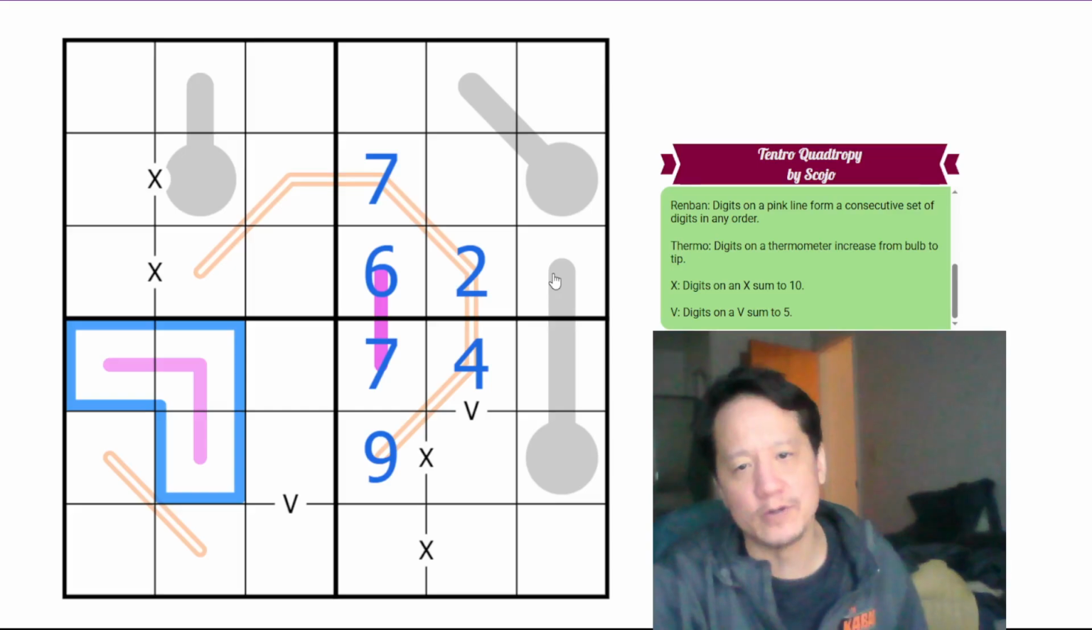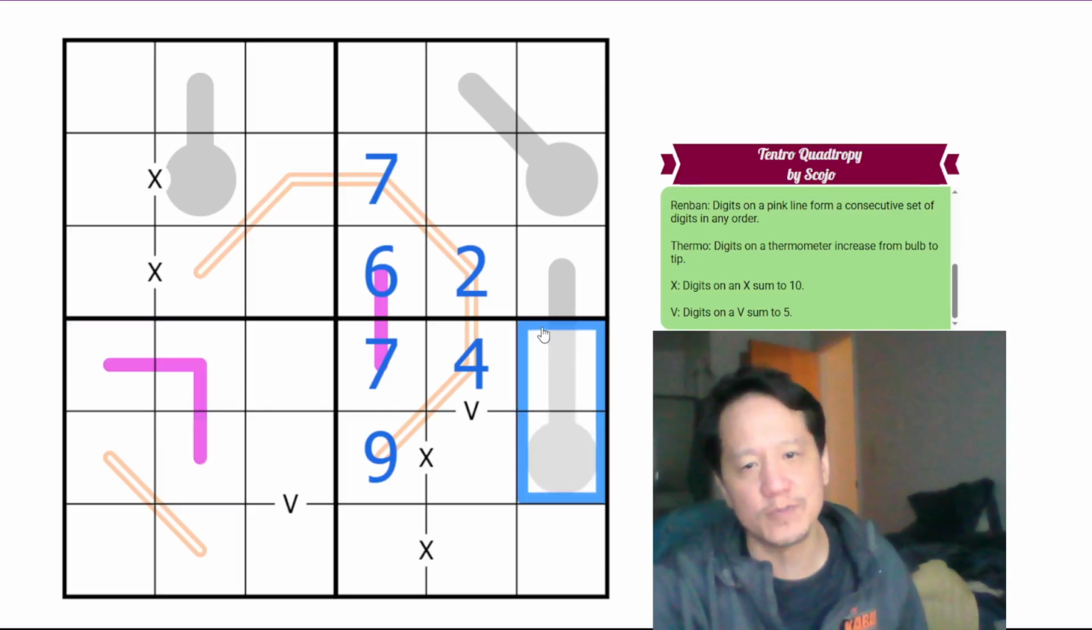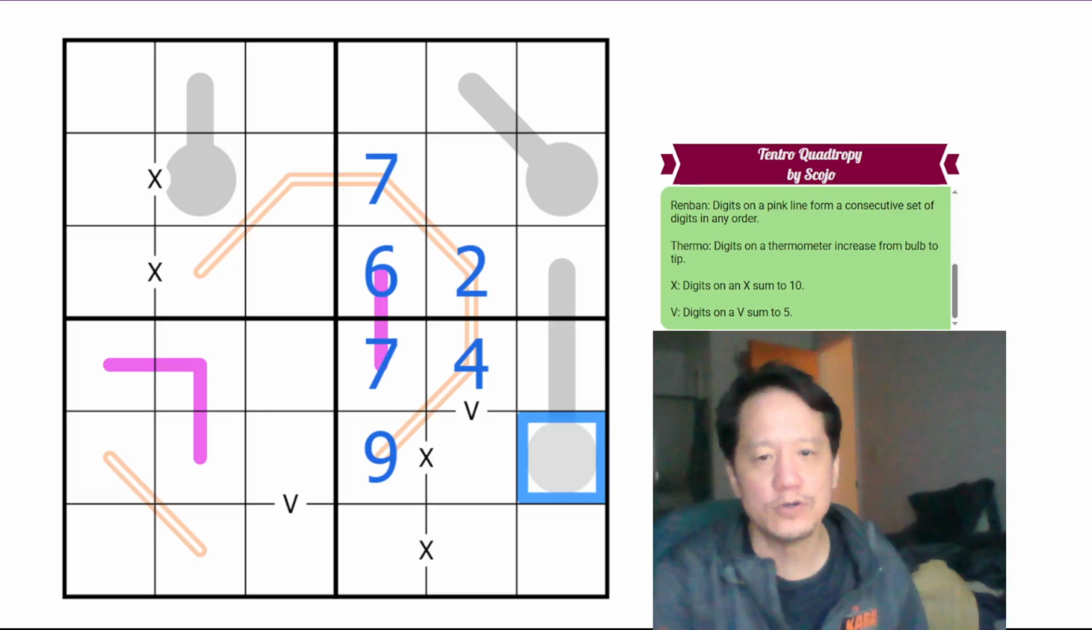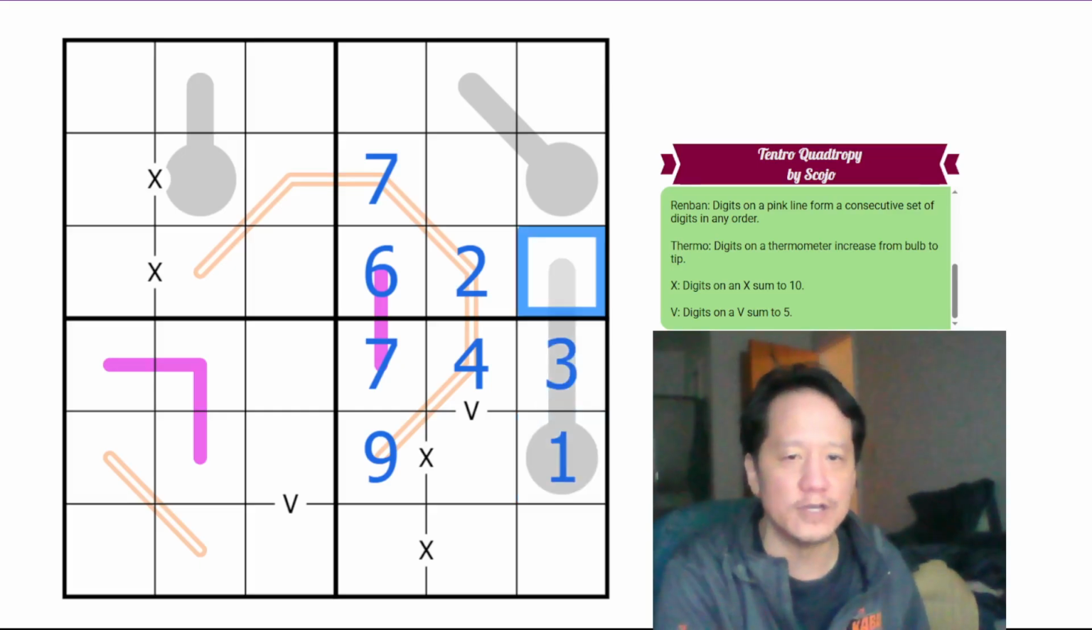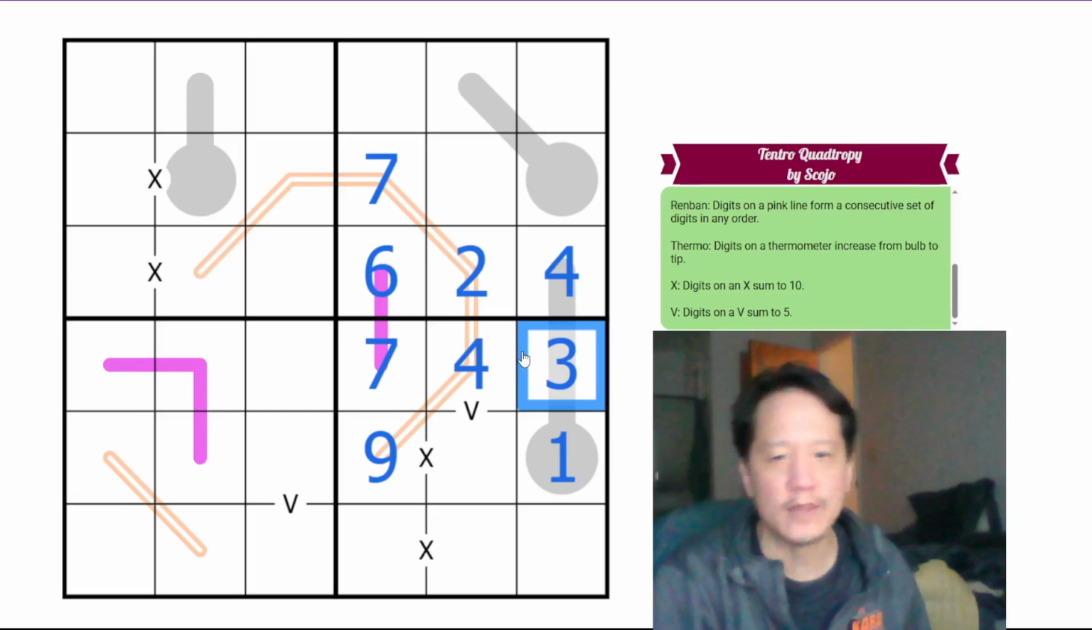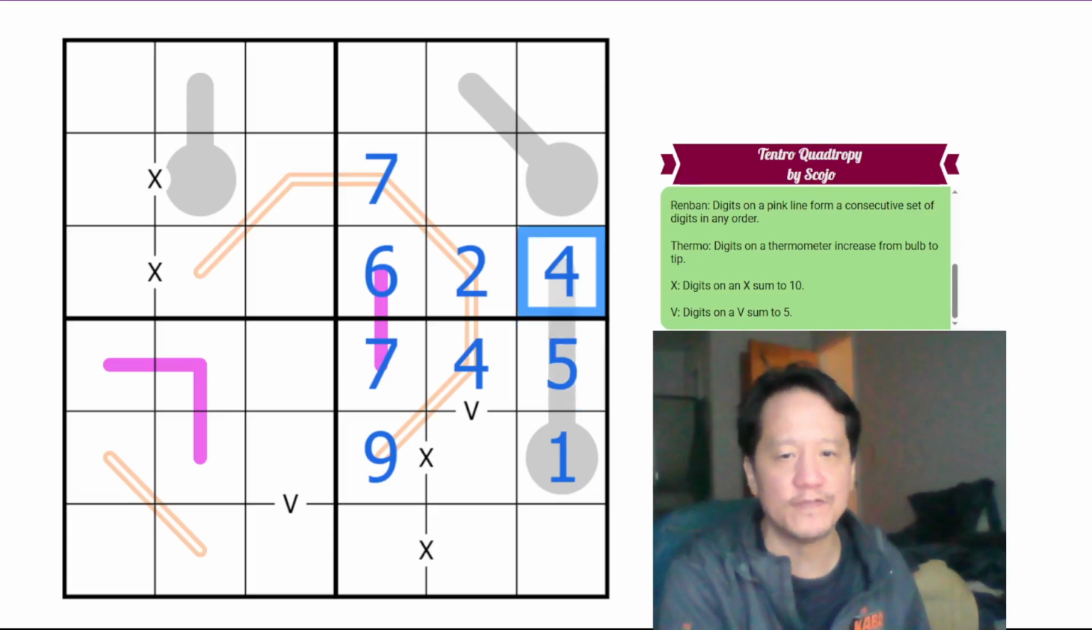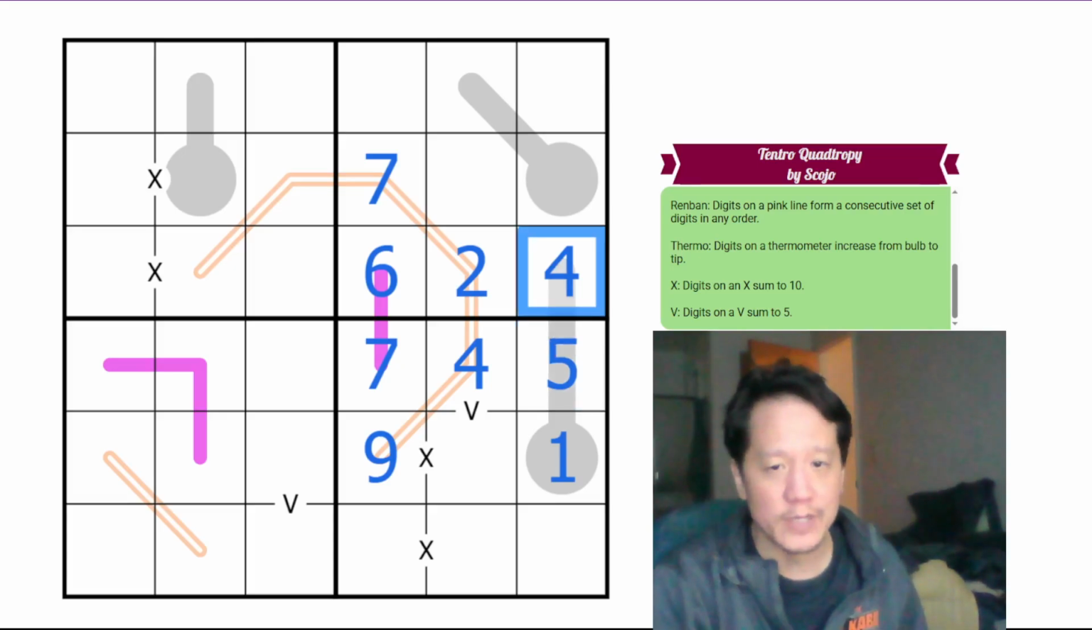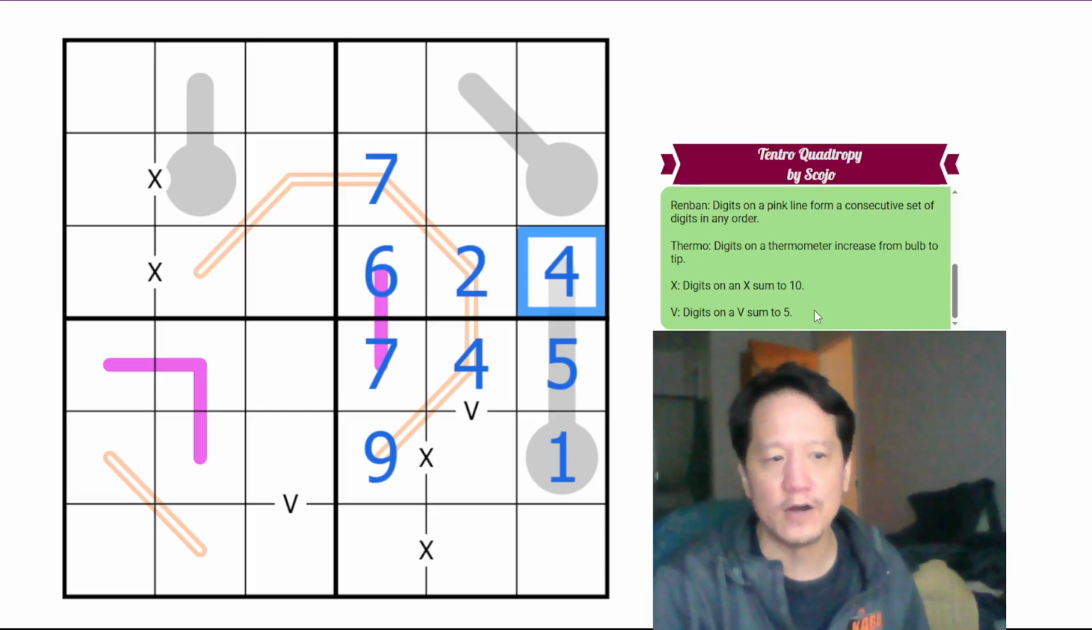For thermometers, digits on a thermometer increase from the bulb to the tip. So you could have something like 1, 3, and 4 here, and that would be valid because we are increasing from the bulb to the tip. What you could not have is something like 1, 5, and 4 here, because this is decreasing from the 5 to the 4. That's an example of how thermos work.